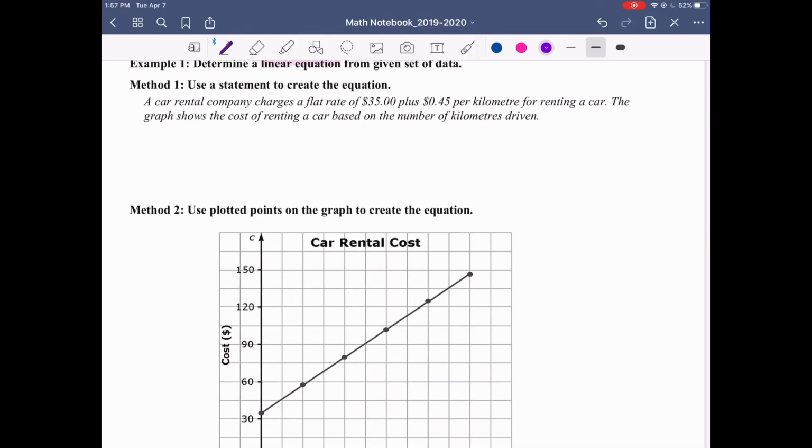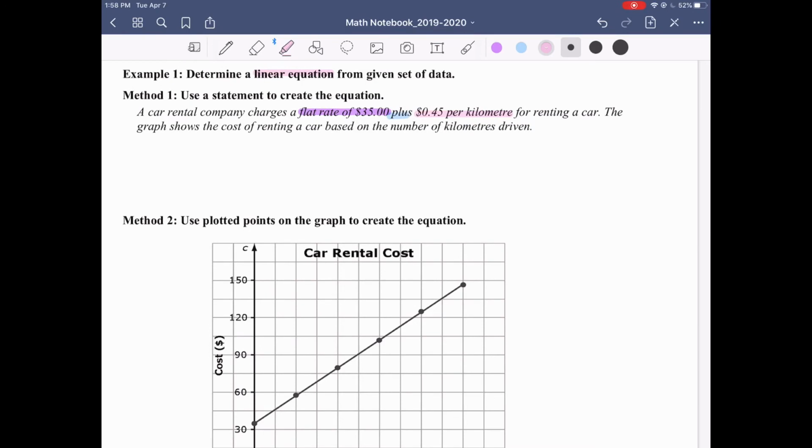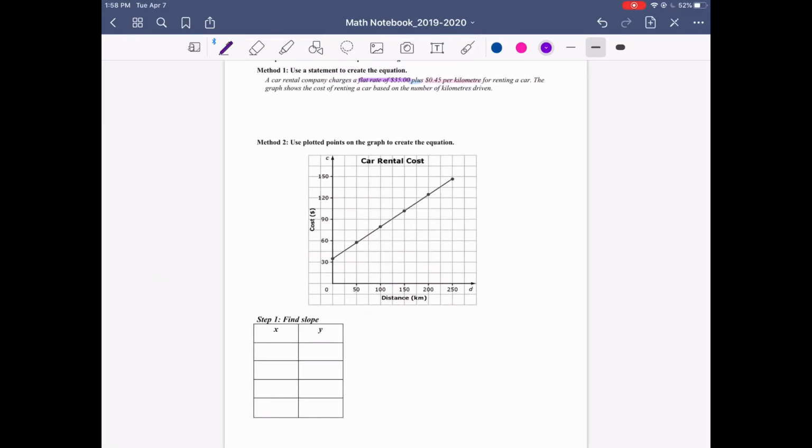So here we have a statement that says a car rental company charges a flat rate of $35, I'm going to use my highlighter, a flat rate of $35 plus 45 cents per kilometer for renting a car. The graph below shows the cost of renting a car based on the number of kilometers driven. So the graph shows the information there, but we're going to actually come up with a linear equation using just this sentence, and then we'll do it with the graph after.